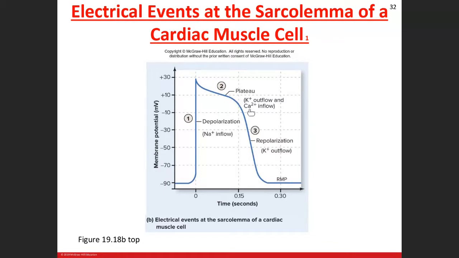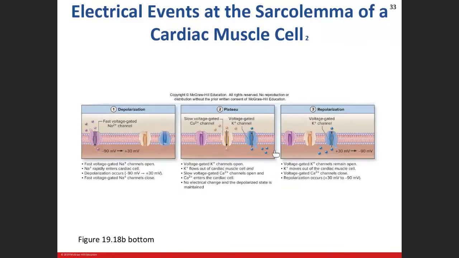And then when the slow voltage-gated calcium channels close, we get into that repolarization. It drops off because now there's no more calcium coming into the cell, and only potassium is leaving the cell and taking its positive charge with it. So it's making the inside of the cell more negative, and that's what we're seeing here. So here's the plateau phase.